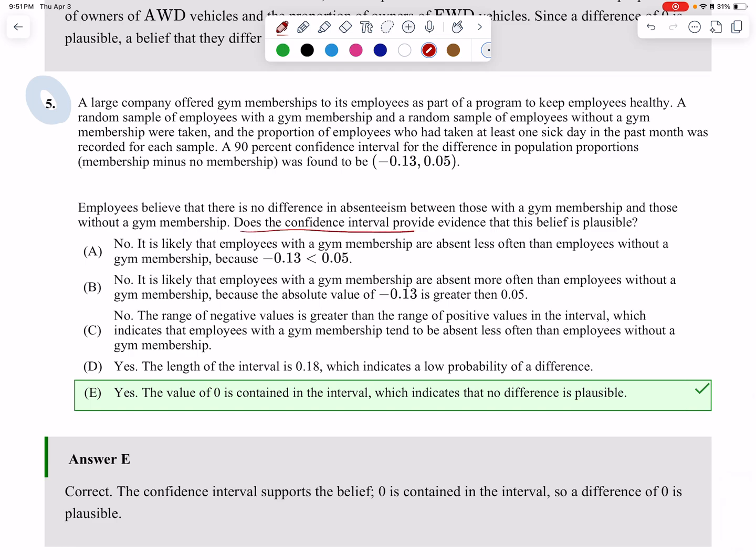This one says, does the confidence interval provide evidence that this is plausible? Well, I can see here there's no difference, so I'm looking for 0 in the interval. My H0, remember, is P1 equals P2, or P1 minus P2 equals 0. And the HA looks like it says greater than, or I'm not sure. Does the convincing evidence show that the belief is plausible that there is no difference? Well, no difference would mean that 0 is contained in the interval, and yes, 0 is contained in the interval, so absolutely, no difference is exactly what it's saying.